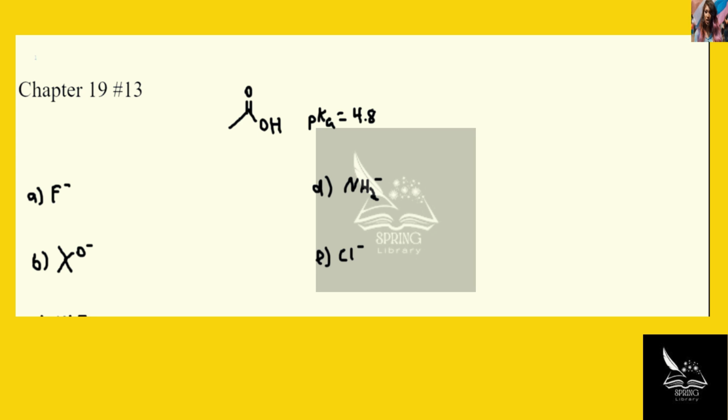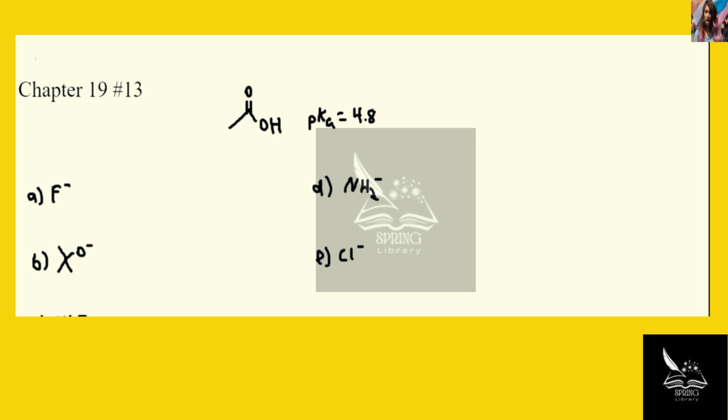And so acetic acid's pKa is 4.8. So we need to think about the conjugate acids of each of these bases and then look at their pKa values and then make the comparison that way.